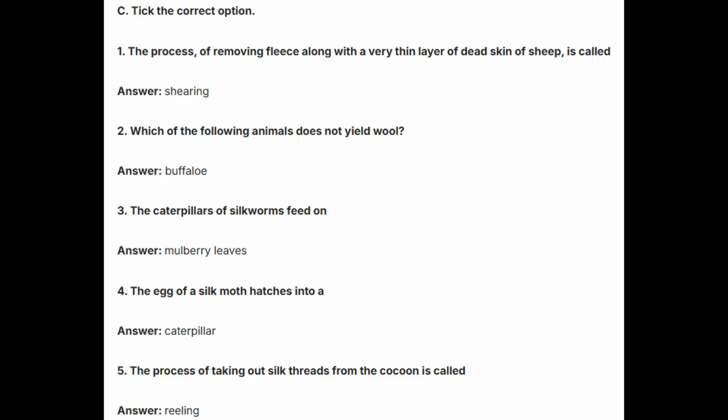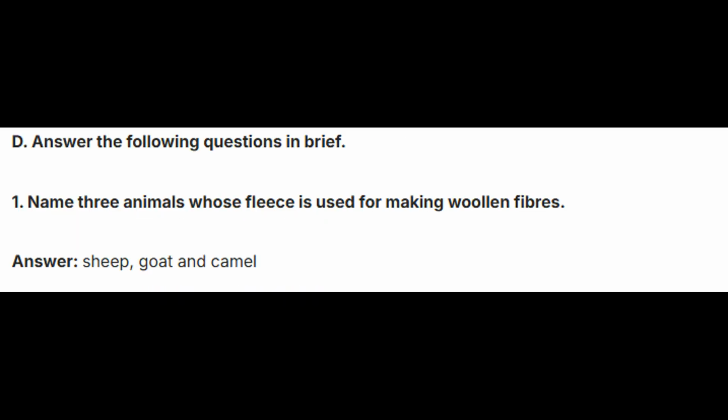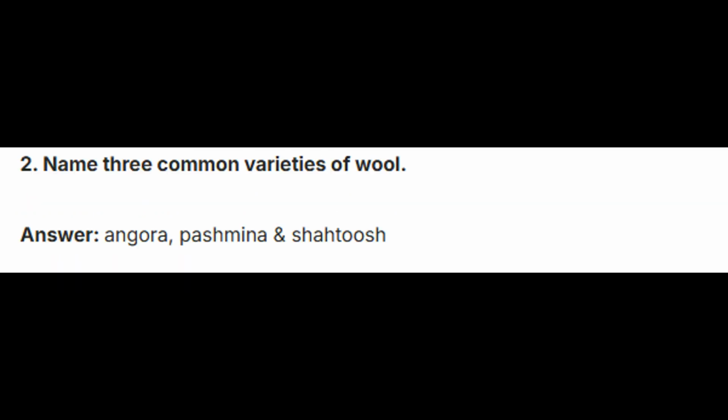Fifth, the process of taking out silk threads from the cocoon is called, answer, reeling. D. Answer the following questions in brief. First, name three animals whose fleece is used for making woolen fibers. Answer, sheep, goat, and camel.